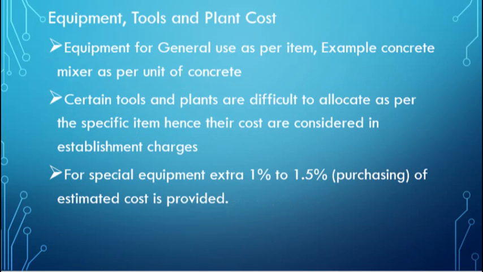Next, equipment, tools and plant cost. Equipment for general use as per the item, for example, a concrete mixer as per the unit of concrete. Number two, certain tools and plant are difficult to allocate as per the specific item, hence their cost is considered in the establishment charges. For special equipment, an extra 1 to 1.5 percent of the estimated purchase cost is also provided to the contractor.